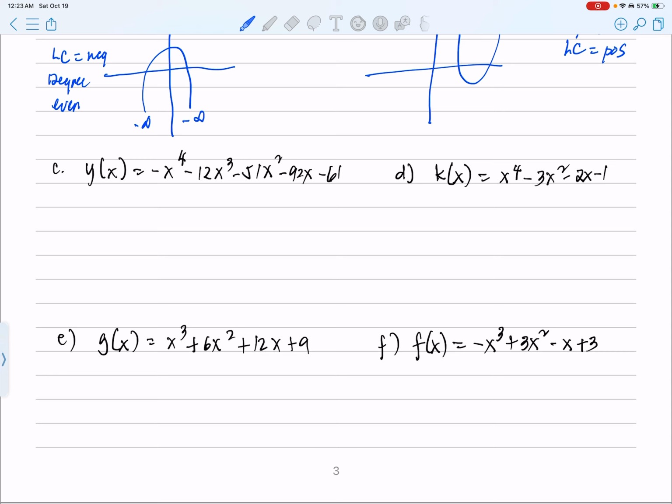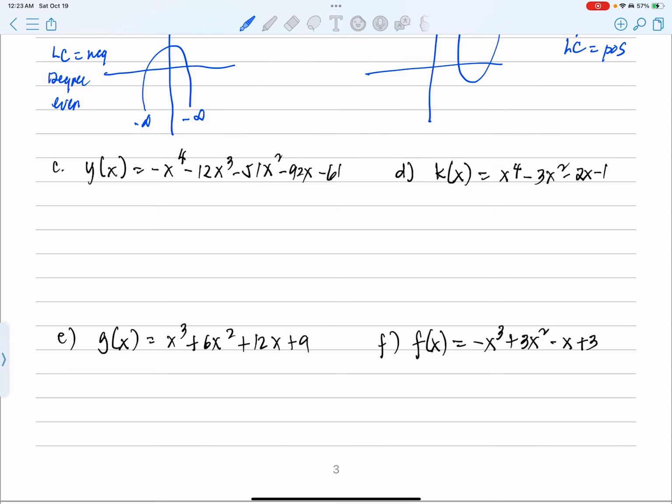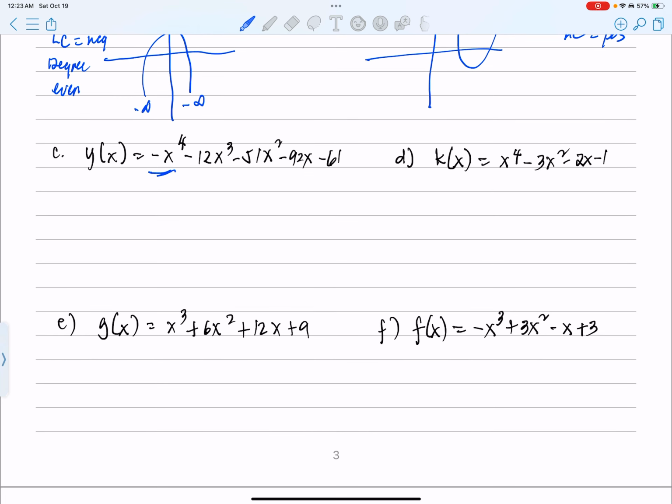The function y of x is negative x to the fourth, negative 12x cubed. So I just look at the leading term first. The degree is even and the leading coefficient is negative. Even and negative. It falls left and right.